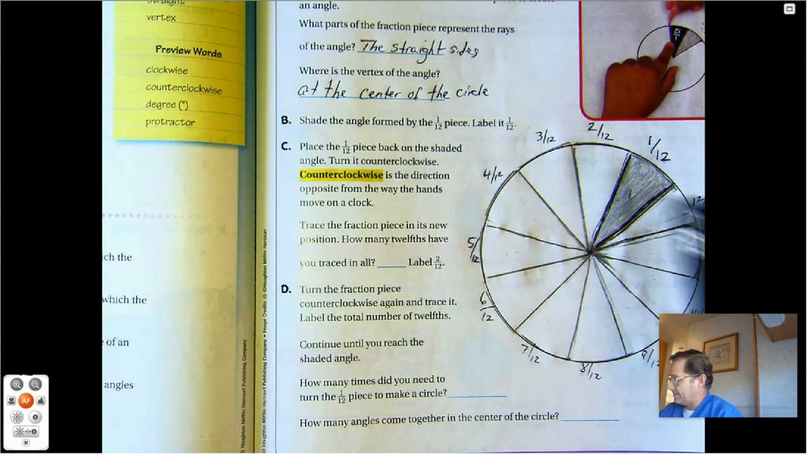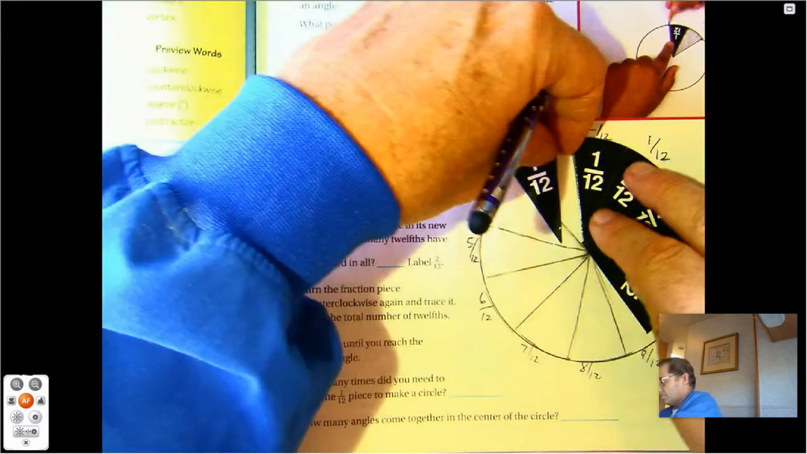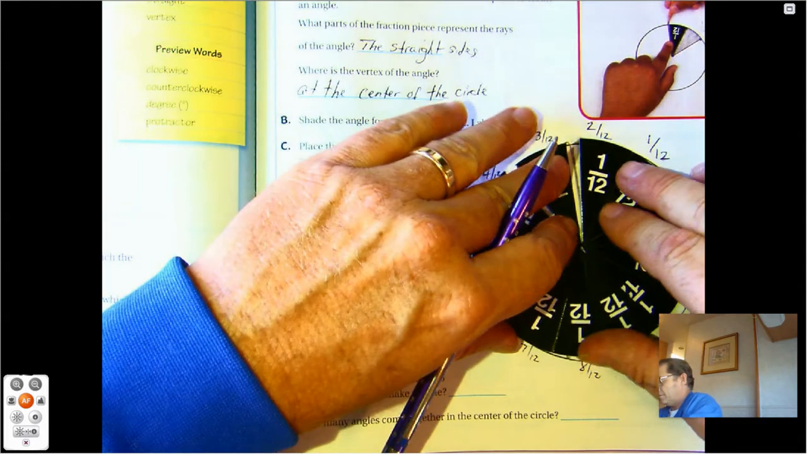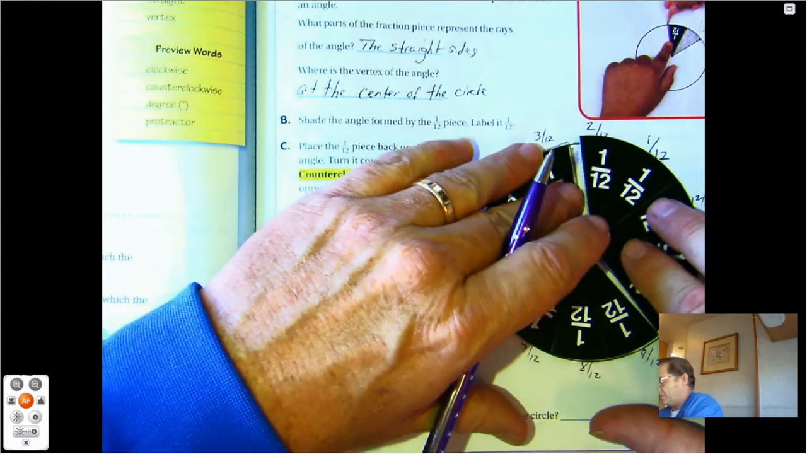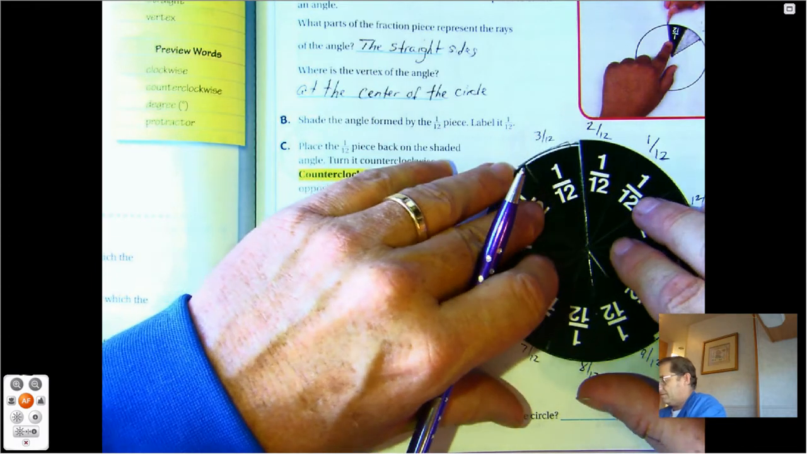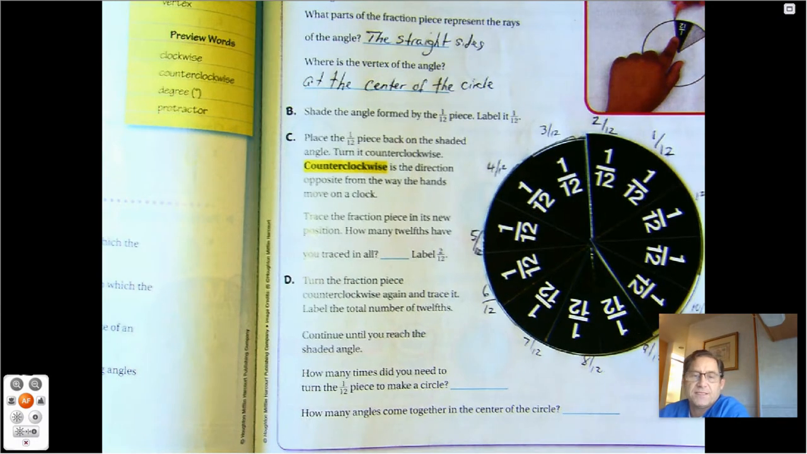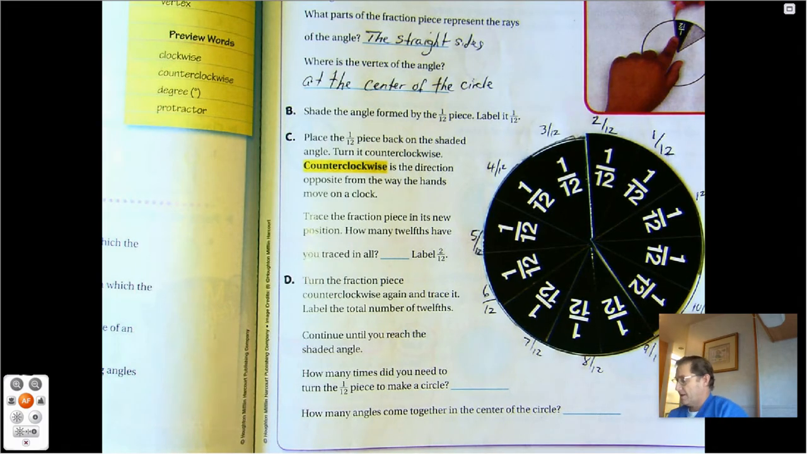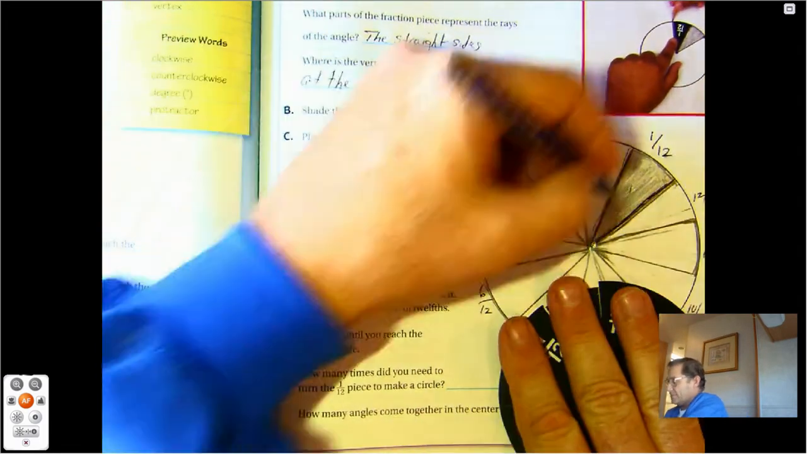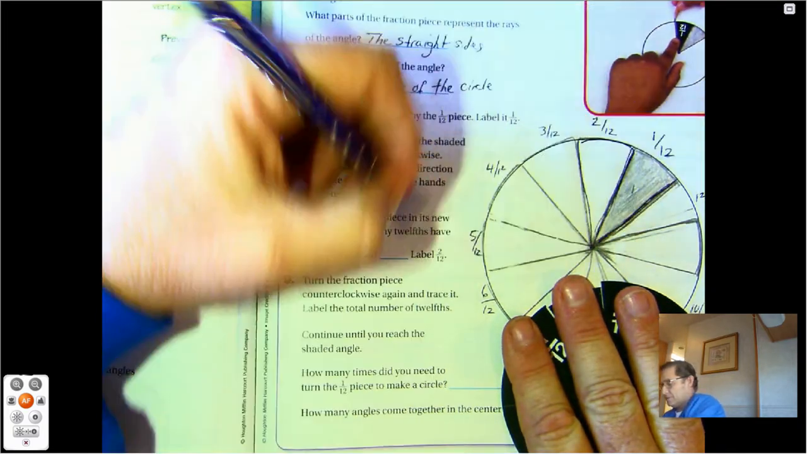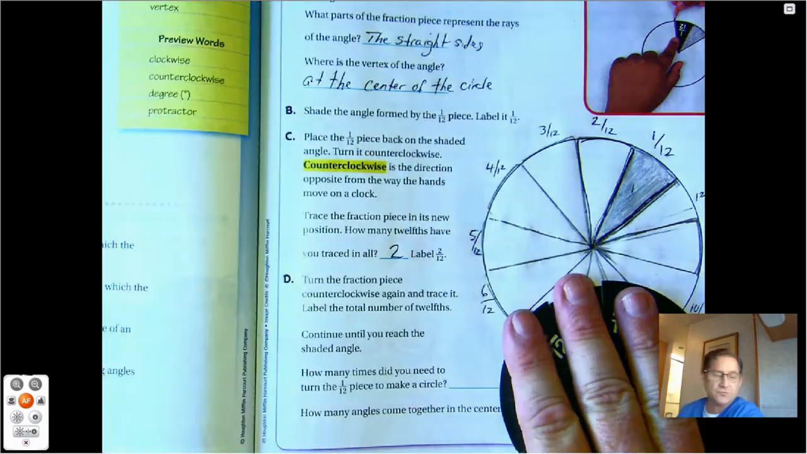Okay, and we can confirm that it takes 12 pieces to make up the whole circle. So it says trace the fraction piece in its new position. How many 12ths have you traced in all? So at that point, we had traced 2. So I had 2 12ths shaded.